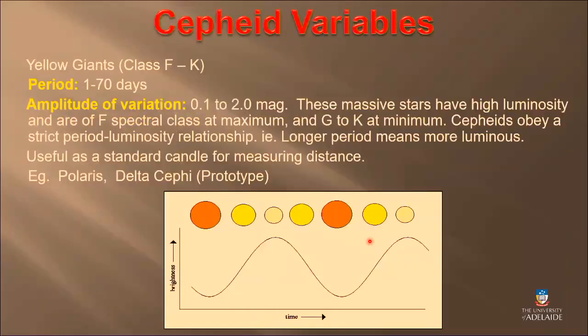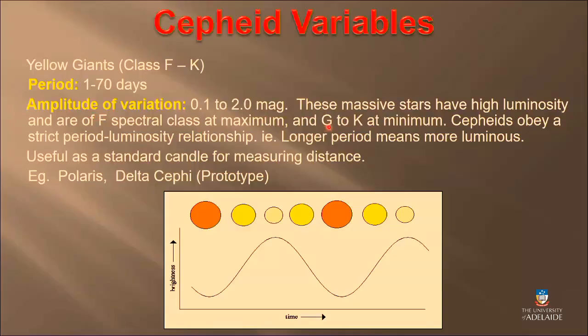Then we have the Cepheid variables. These are yellow giants, hotter stars than the Miras, class F to K. They have a much shorter period, more like 1 to 70 days, and a smaller amplitude variation as well, anywhere between 0.1 to 2 magnitudes. These are massive stars and have high luminosity, F class when they're at maximum brightness, and then they drop to a G or K at minimum. So they go from a white star down to a yellow or orange star at minimum.